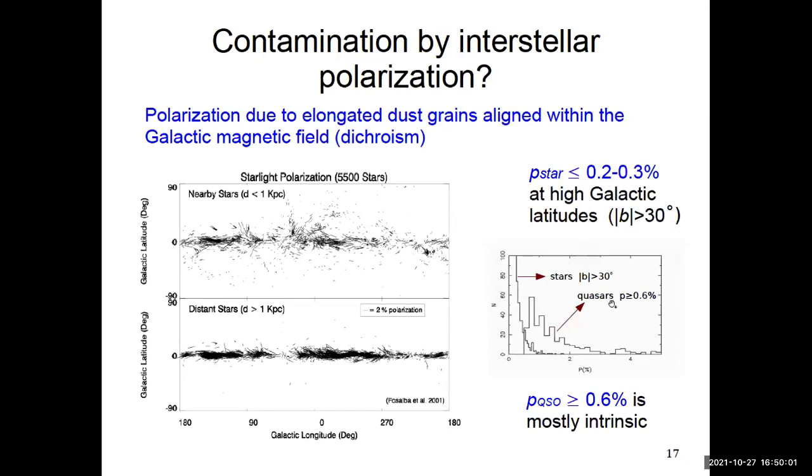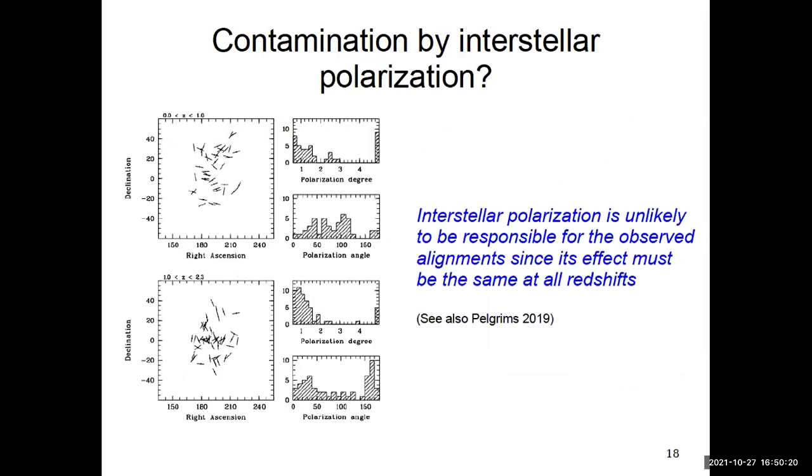The distribution of polarization degree of quasars is here, and as we see, if we cut the sample at 0.6%, most of the polarization is intrinsic to the quasar. So we really minimize the effect of interstellar polarization. But I think a very simple argument is this picture.